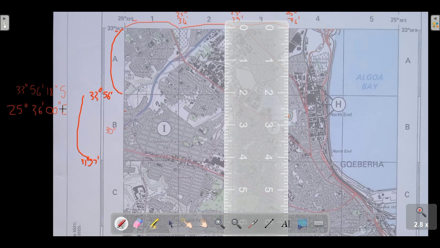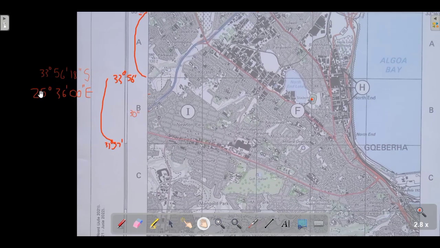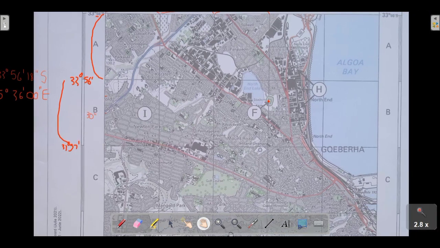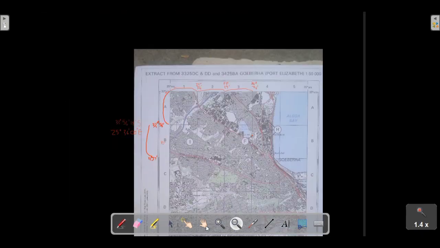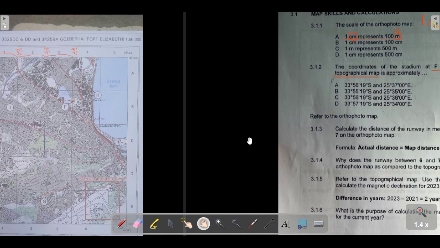Okay, so this is what we are going with, guys. These are the coordinates. I'm using estimation, by the way. It could be precise, but it can consume time. So I'm going with 33 degrees 56 minutes 18 seconds south, 25 degrees 36 minutes 0 seconds east. Okay, which option are we going with there?